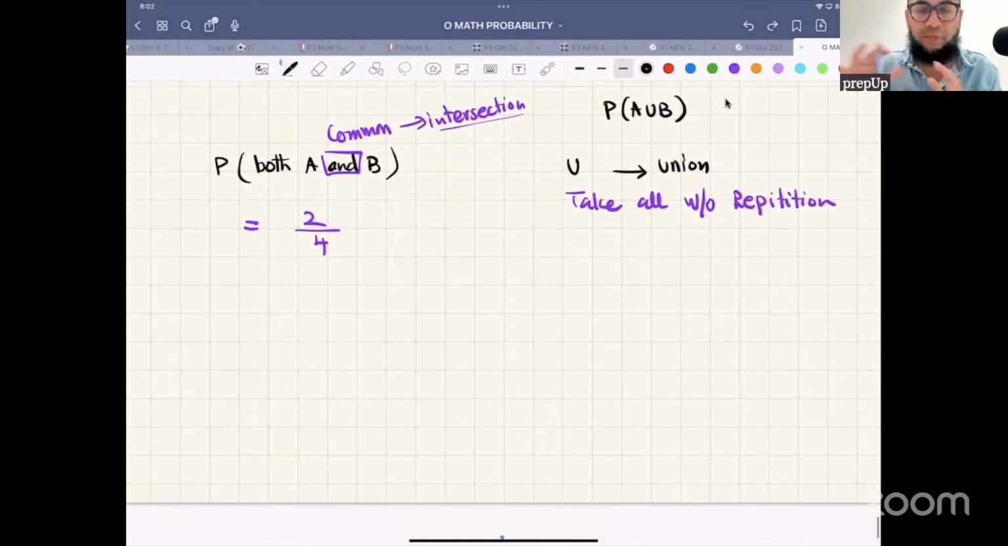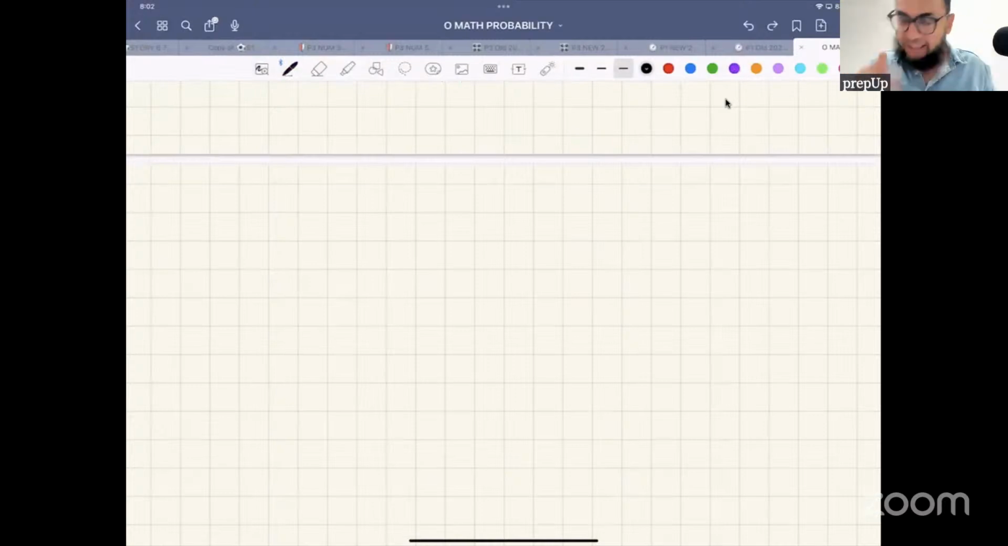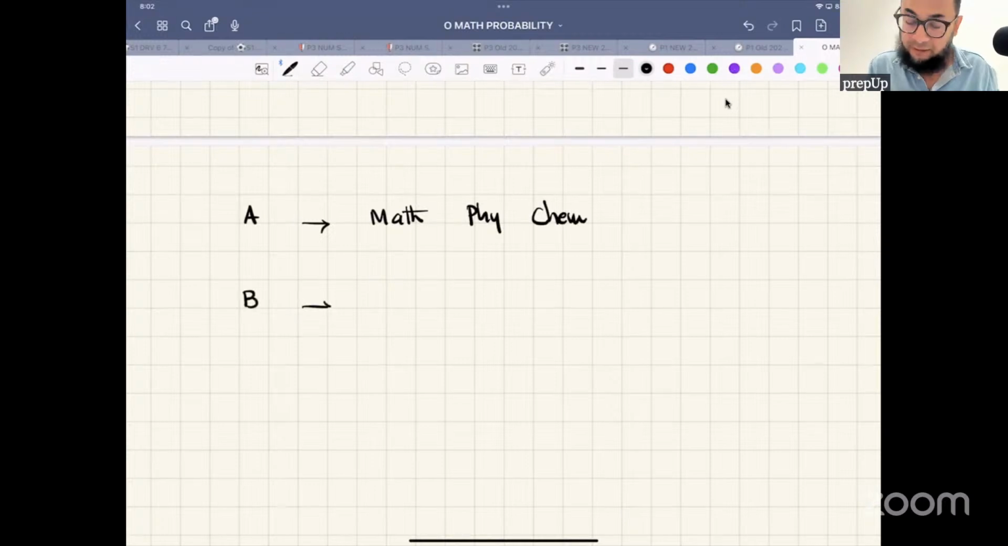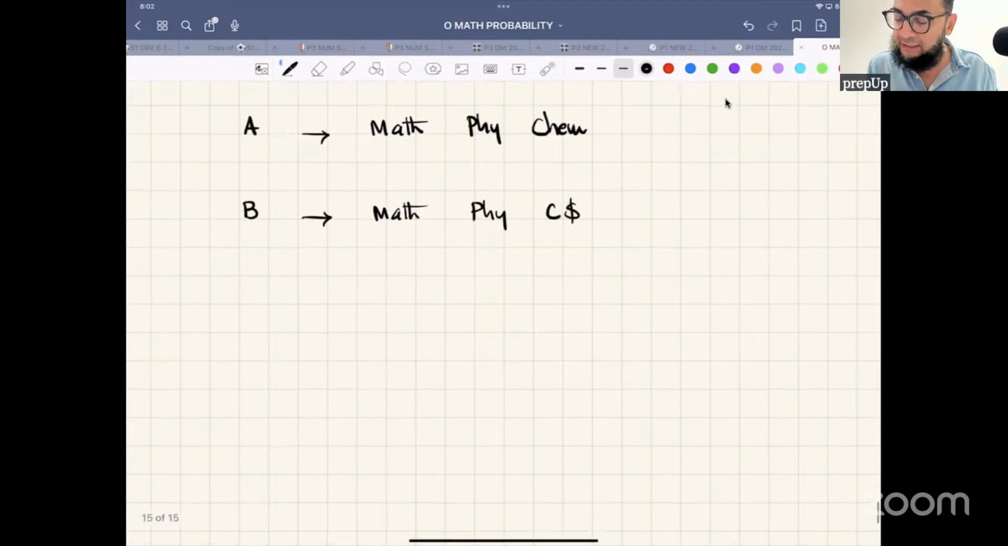Now, let me move on to the idea about subjects. So let's say there is option A, which is about math, physics, and chemistry. Let's say these are 3 A-level subjects someone is taking. Some people are taking option A, some people are taking option B. This is math, physics, and CS, computer science. Illustrate this thing on a Venn diagram.